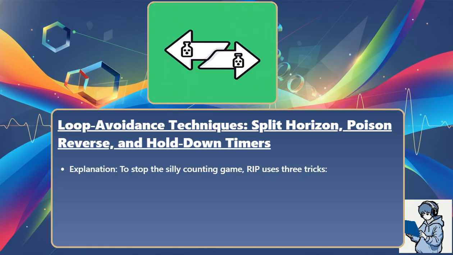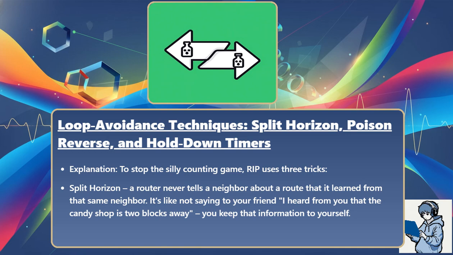To stop the silly counting game, RIP uses 3 tricks. Split horizon. A router never tells a neighbor about a route that it learned from that same neighbor. It's like not saying to your friend, I heard from you that the candy shop is 2 blocks away. You keep that information to yourself.